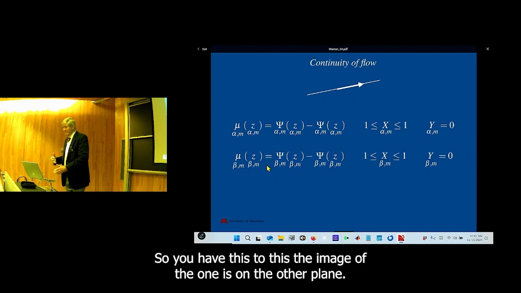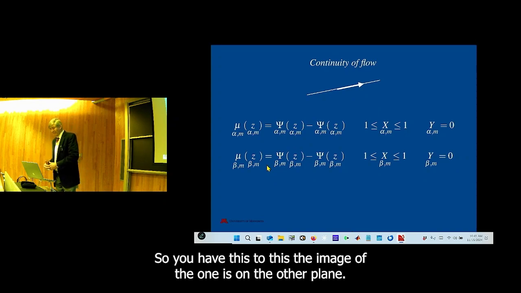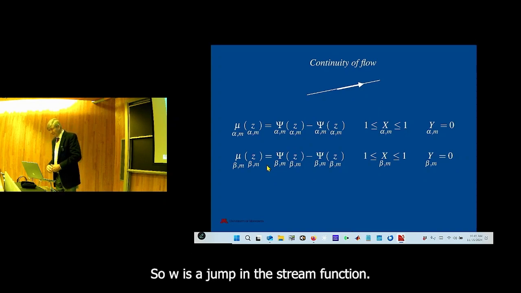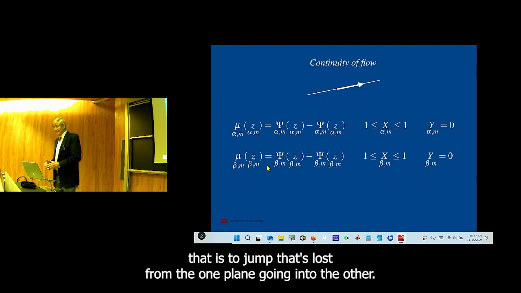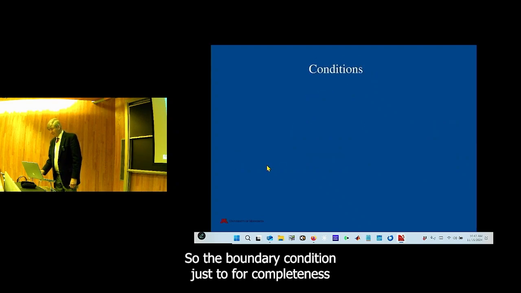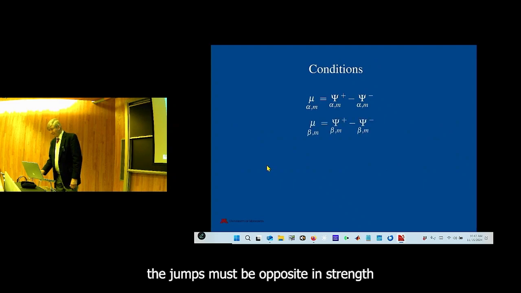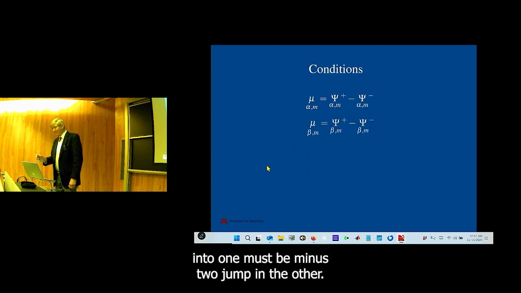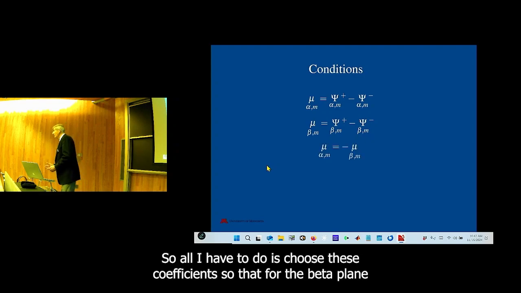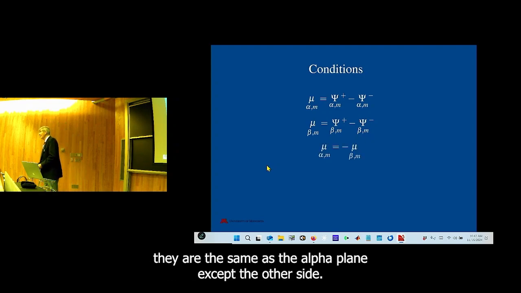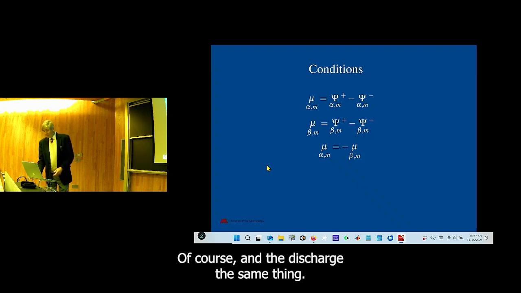So you have the image of the one on the other plane. That mu is the jump in the stream function, and that tells you the amount that is lost from the one plane going into the other. So the boundary condition, just for completeness: the jumps must be opposite in strength, because the jump in the one must be minus the jump in the other. So all I have to do is choose these coefficients so that for the beta plane they are the same as the alpha plane except the other sign. That's not very difficult to do, of course.